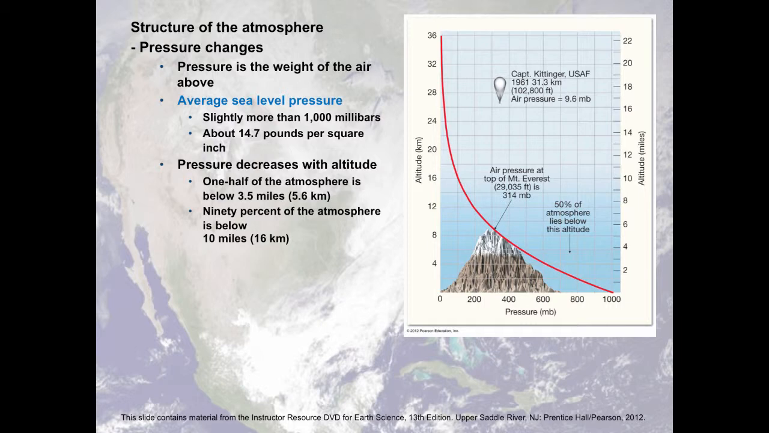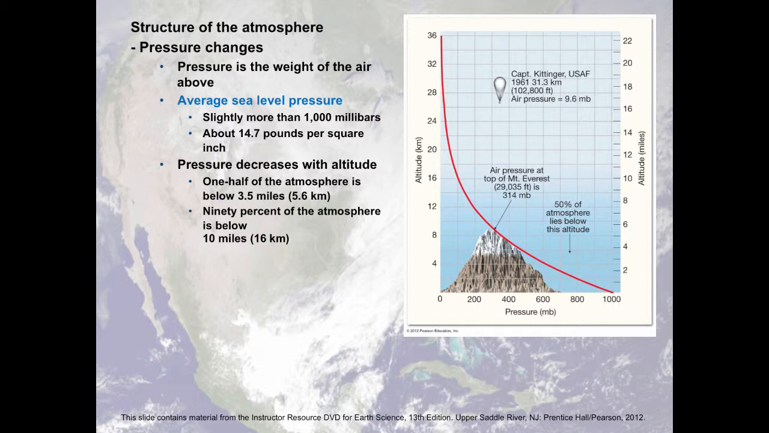Air pressure decreases with altitude. That is, as you go higher in a column of air, in this illustration, there are fewer molecules above you, and therefore the weight or the mass of those molecules is less. So pressure, that is the density of those molecules in a vertical dimension, decreases rapidly as you go up. At about 3.5 miles vertical, you get to the point where you're above about half of the molecules in the atmosphere. 90% of the atmosphere is below 10 miles.